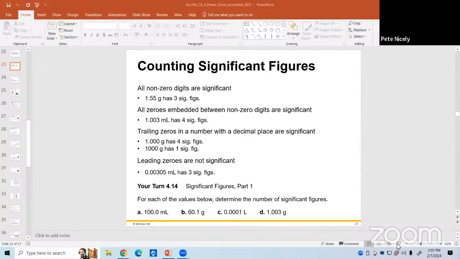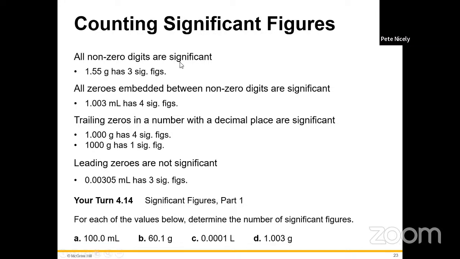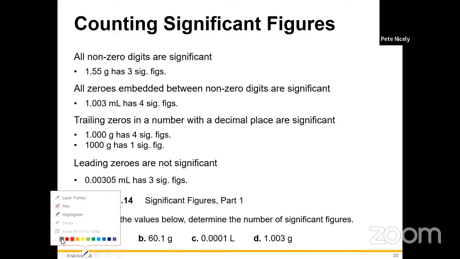Let's talk about significant figures. Now, basically, when we're talking about the significant figures in a measured value, this applies to measured values. We are talking about those figures or digits in a number that we are certain about, plus one other digit that we're not certain about. So let me just write this down here as a definition for significant figures.